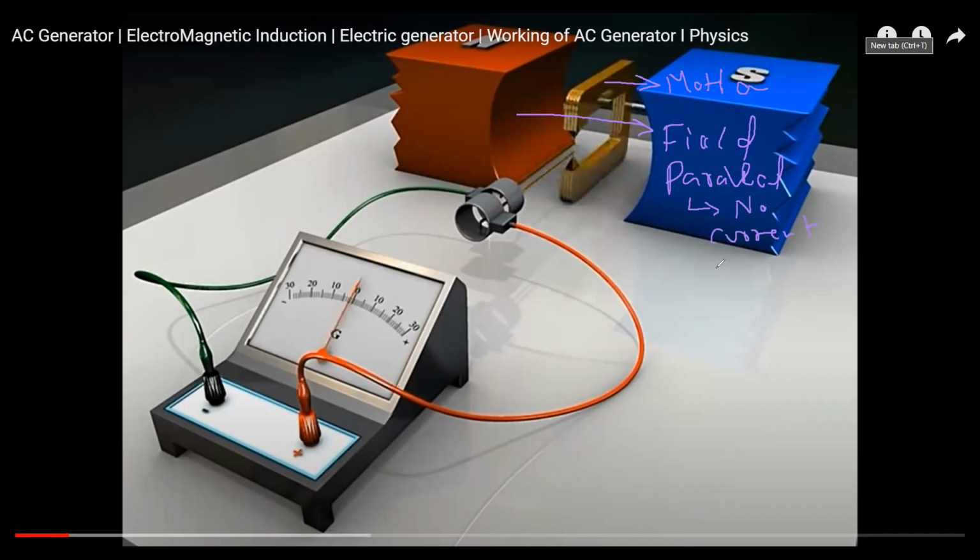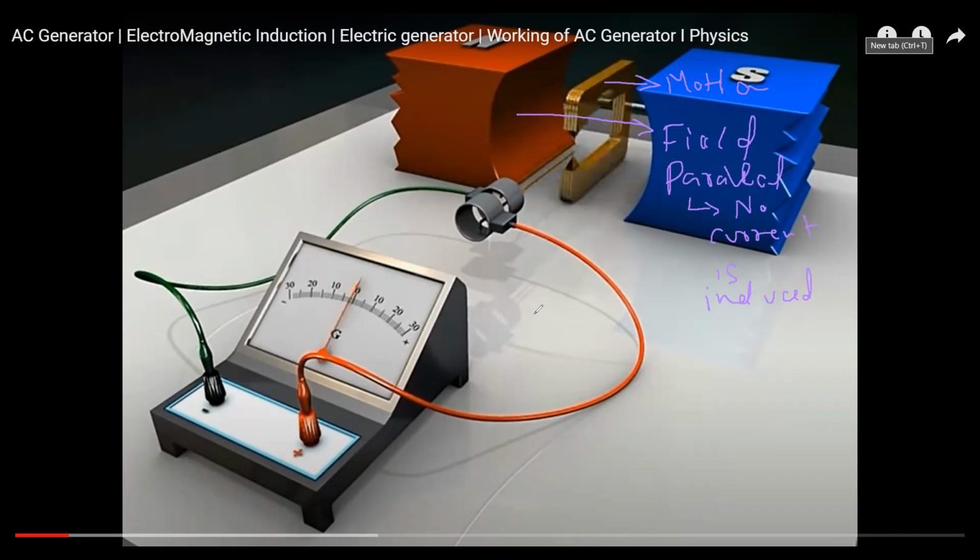What kind of device is used to measure large currents? Ammeters. What about galvanometers? Galvanometers are basically for small currents, right? And for large currents, they're called ammeters. There's nothing specific about that. Okay. All right.